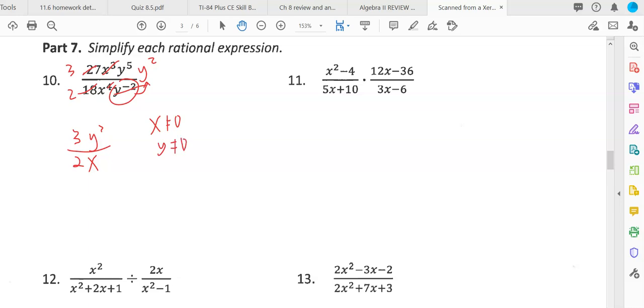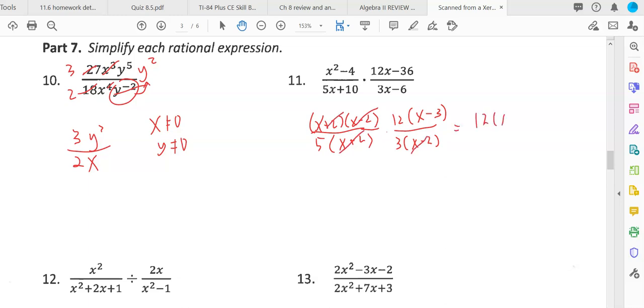Let's try factoring this guy and see what happens. So the top left will be x plus 2, x minus 2. Bottom would be 5 times x plus 2. 3 times x minus 2. 12 times x minus 3. And we're going to cancel what we can. X minus 2 cancels. X plus 2 cancels. Oh, this is beautiful. Let's get 12 times x minus 3 all over 5. Oh, all over 15.